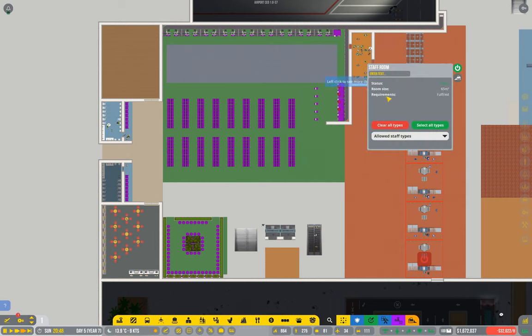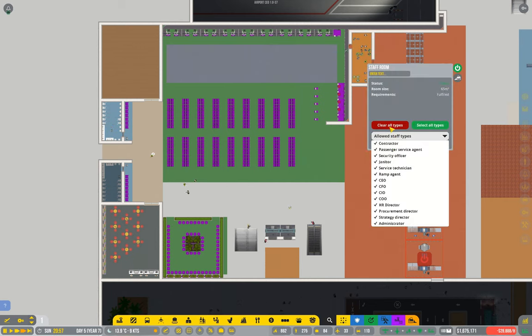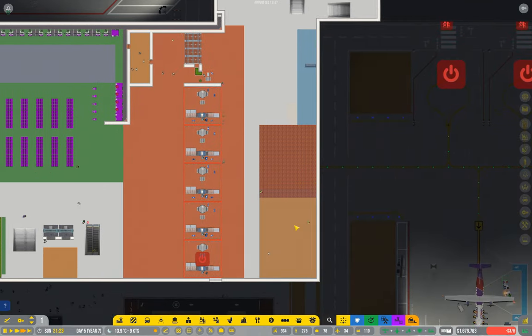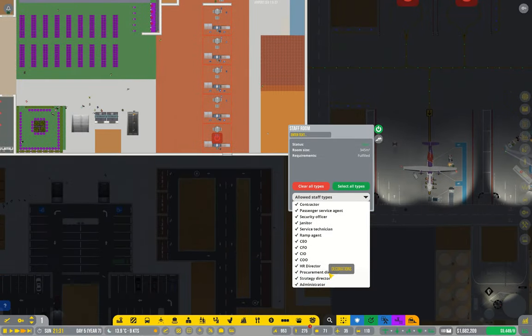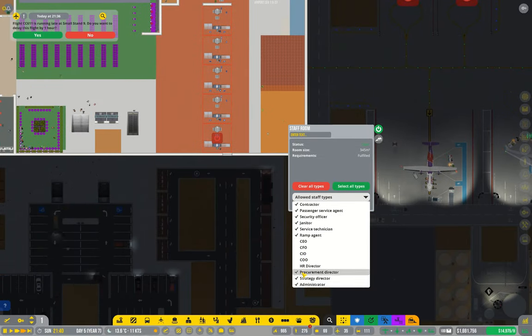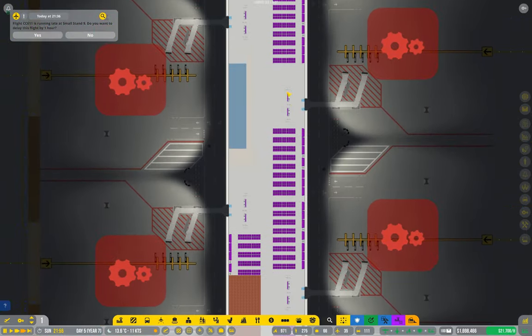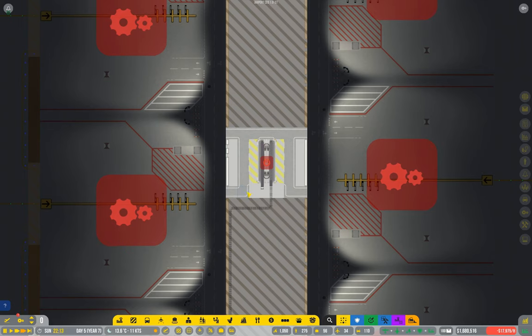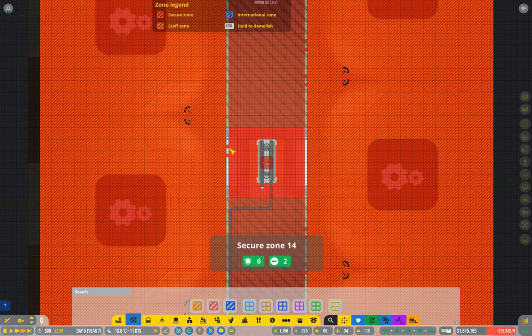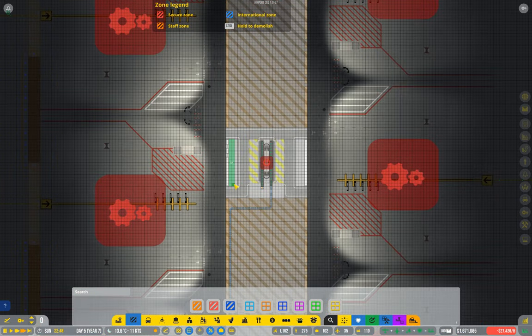Right. This is not for everyone. This is for passenger service agents, security officers, janitors, service techs. And that is all. This is for just about everyone. And I may want to think about having a staff room. I was going to say up here, but actually along here somewhere. And it could be long and skinny. So, zoning, staff room. Like this, please.